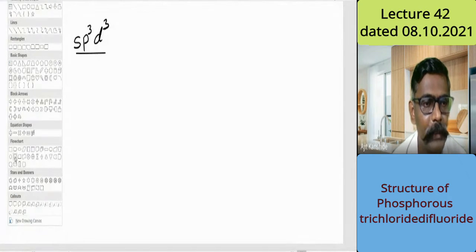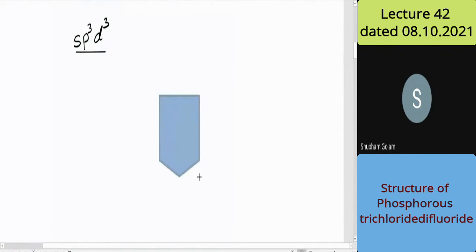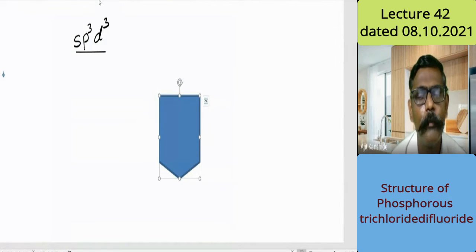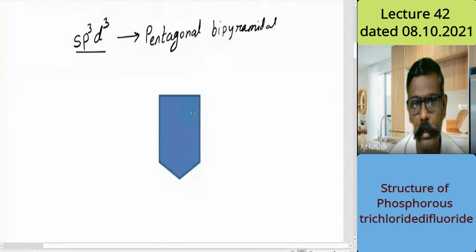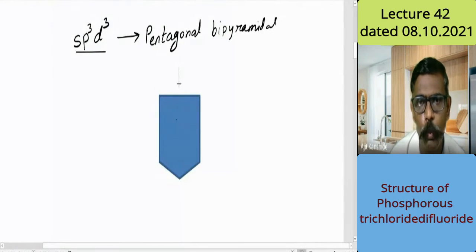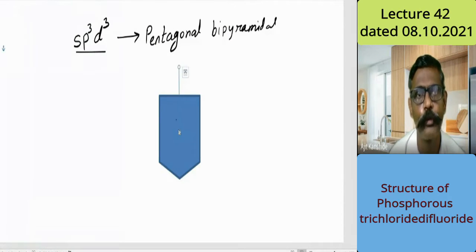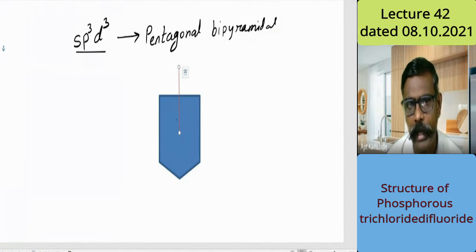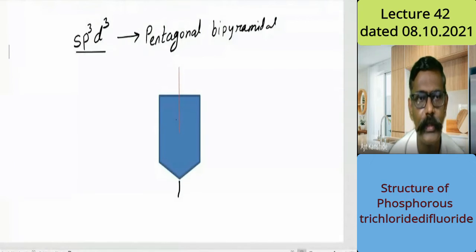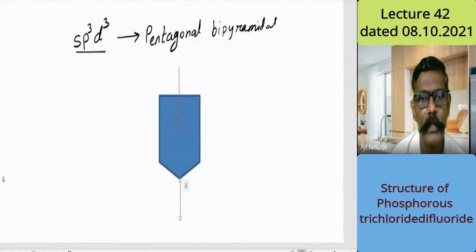Yes, waiting for reply. Pentagonal bipyramidal. Exactly, pentagonal bipyramidal. And here, apart from this, I have to consider one line upside, means the central position. If I consider that upside, then the other will be the downside. That also I can represent. Now I want an answer from you.